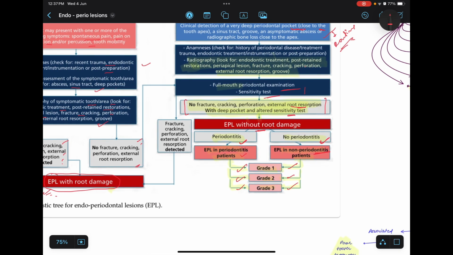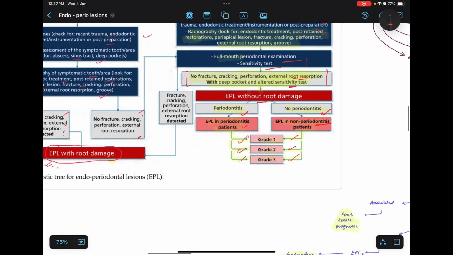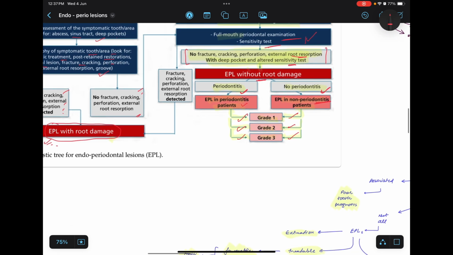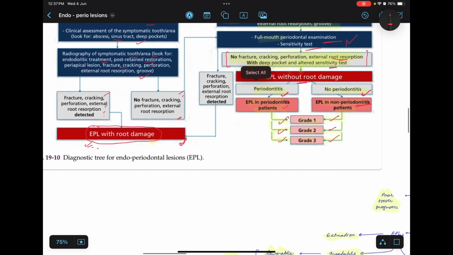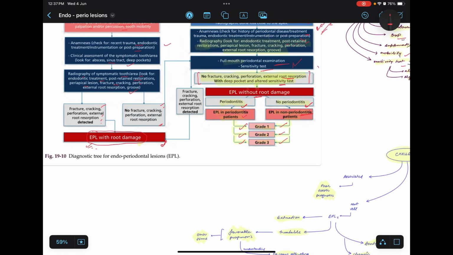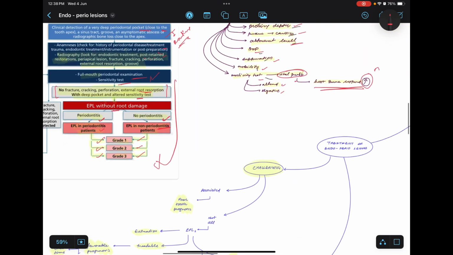Then again you go for a check. You ask the patient, take history, whether any endodontic instrumentation or post preparation was done. You go for radiography, look for endodontic treatment, post, retained post, periapical lesion, fracture, cracking, everything. Then you go for full mouth examination, periodontal sensitivity test, pulp sensitivity test. In case you find any fracture, cracking, perforation, external root resorption, then EPL with root damage. If you don't find any of these, then again we'll follow the same path, and this is cool.